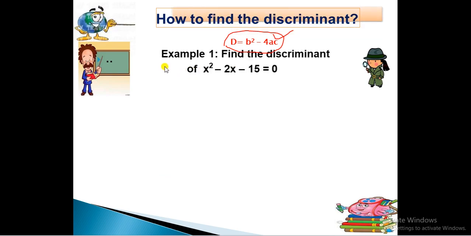Now let us see example 1. Find the discriminant of x square minus 2x minus 15 equals to 0. Student, first and foremost thing when you get an equation is to write that equation in the standard form. What is the standard form of a quadratic equation? ax square plus bx plus c equals to 0. So this is the standard form of a quadratic equation. You can see here, your equation is the same as this. So no need to change it. Already it is in the standard form.